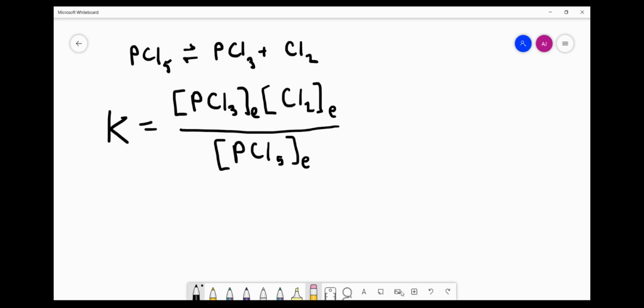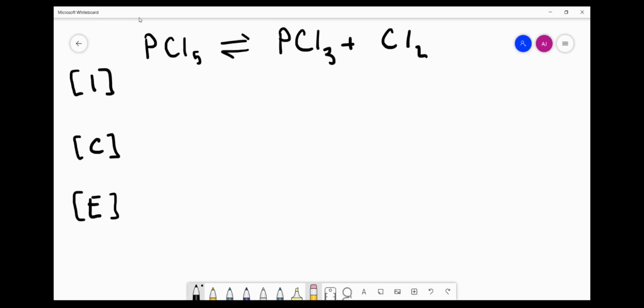Our next step here is going to be to organize the given information into a way that we can solve this problem, and that is going to be using an ICE table. Here is my ICE table. At the top, I have the balanced chemical equation, and on the left-hand side, I have three rows: initial concentration, the change in concentration, and my equilibrium concentrations. Let's start off by putting in the given information from the question.